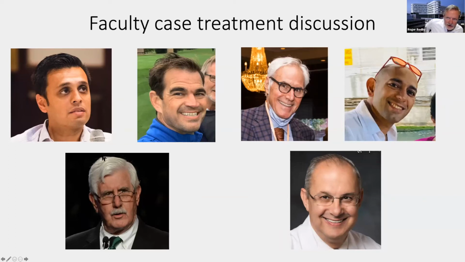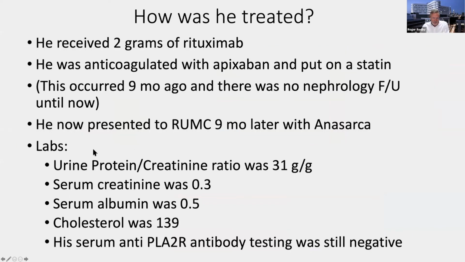Let's go to the next slide. Got to move on. So how was he treated? Well, he did receive 2 grams of rituximab. He was anticoagulated and he was put on a statin, no surprise. Now here's the little bit of surprise: this actually occurred 9 months ago and there was no nephrology follow-up. So he now presented to Rush 9 months later with really bad anasarca. He got 2 grams of rituximab, no follow-up.